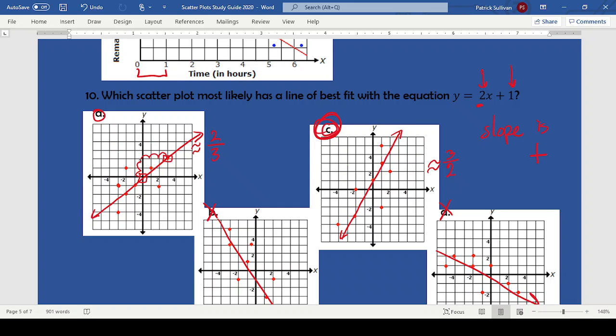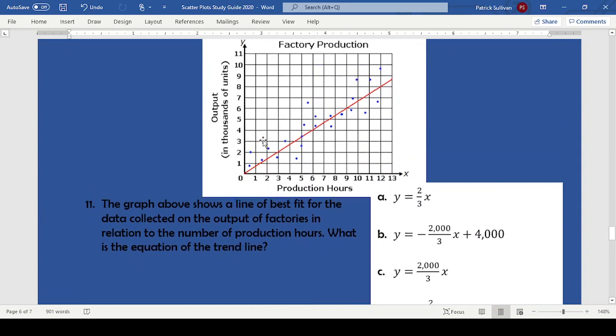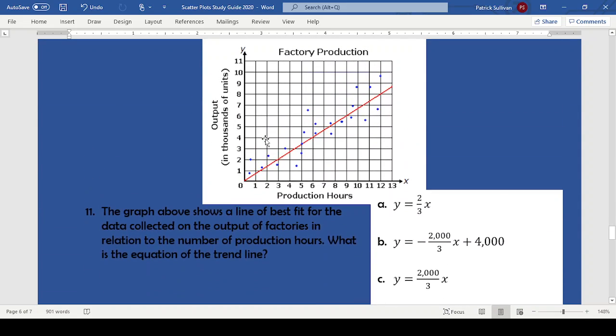So again, it was fairly easy to eliminate B and D, but then it took a little bit more effort to draw the line of best fit for A and C, and then from there determine which of those two lines more closely resembles the equation 2x plus 1, okay? All right. And my last one. This is a very, very fun problem.